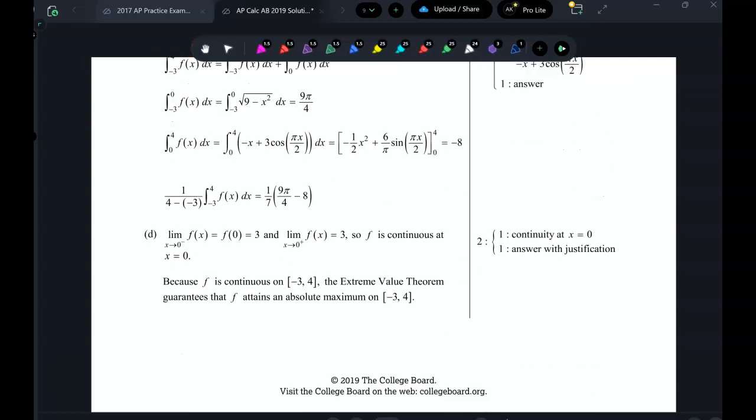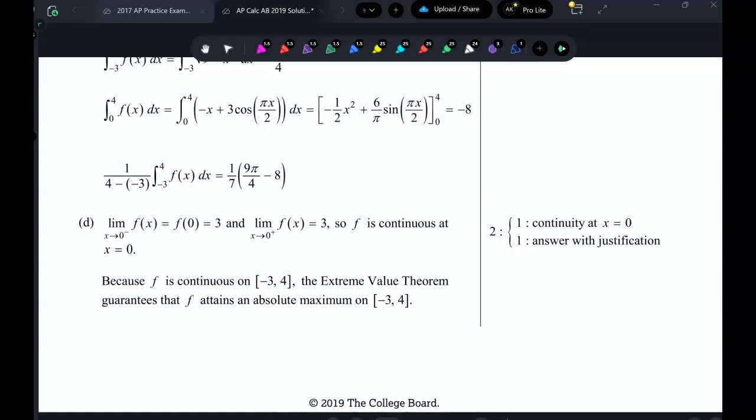Did you get D? Yeah, to do the limit. So continue. So what was the question? I don't have the question. Must there be a value of x at which f of x attains an absolute maximum on the closed interval? All right. So it's basically just asking if there must be an absolute maximum. That's the extreme value theorem. The only thing that we need. I didn't say why. Because it's got to be continuous.